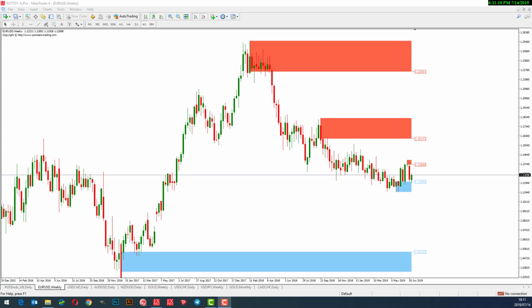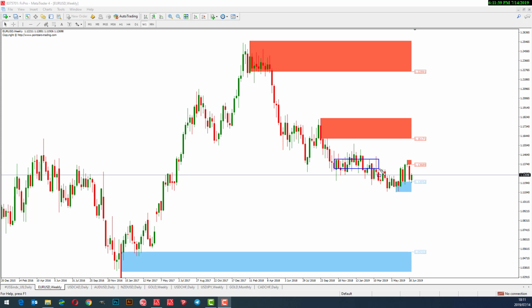I'm going to be highlighting the zones that we are looking to trade from. So firstly, let's look at EURUSD. Right, as you can see with the EURUSD, price has been meandering to the downside.